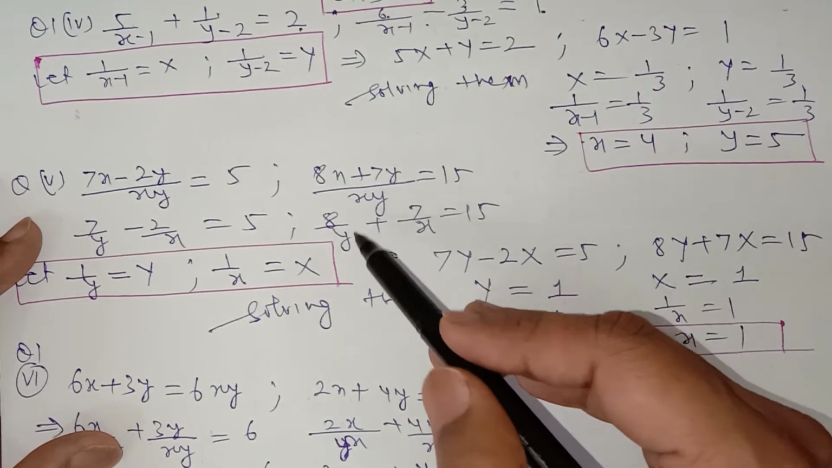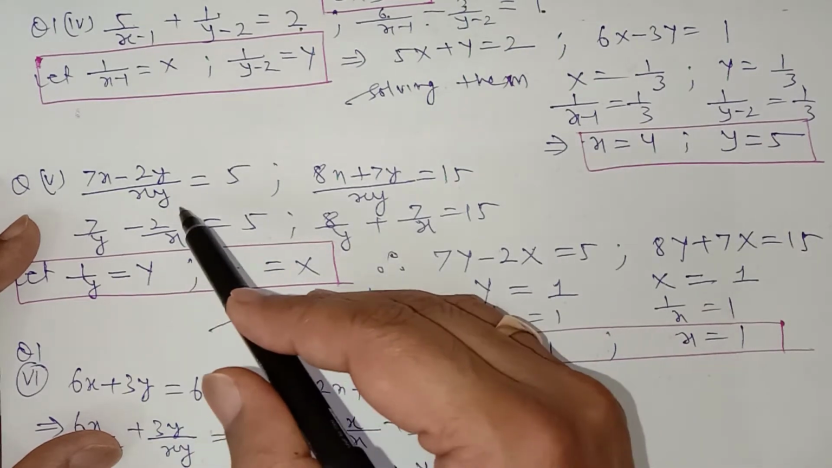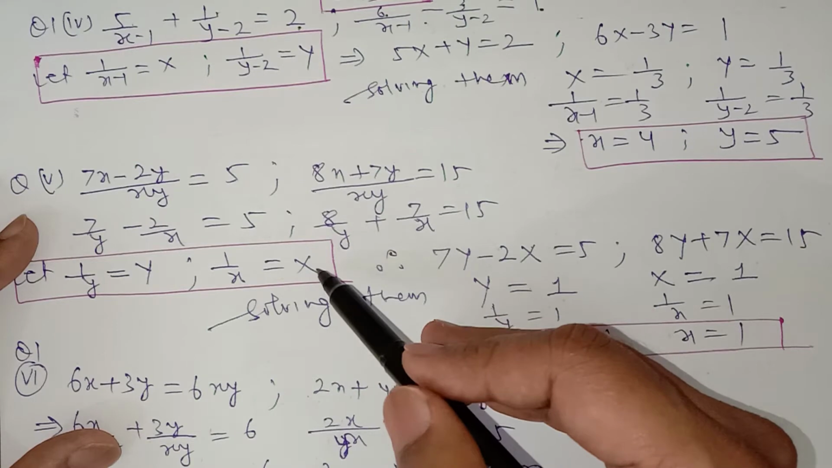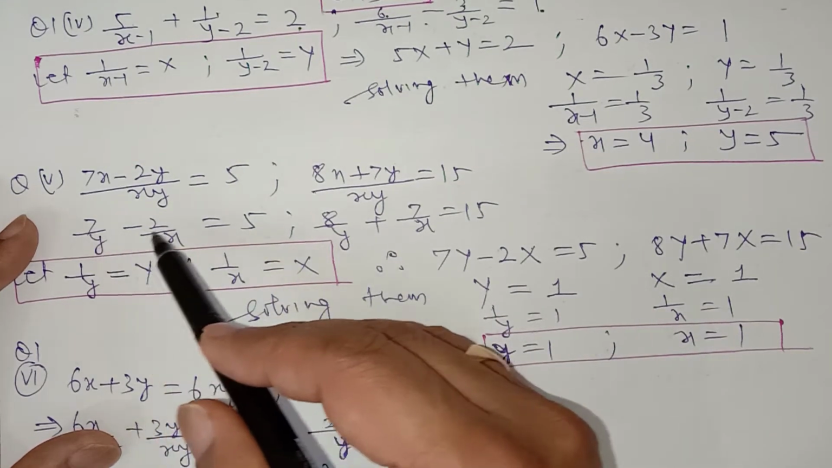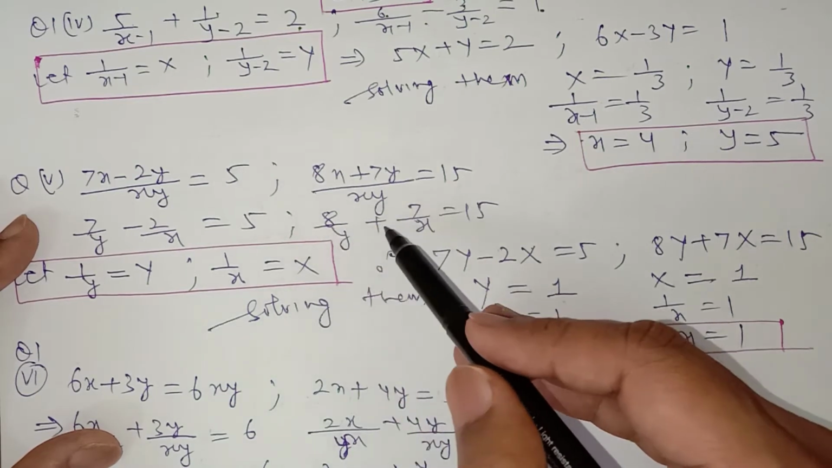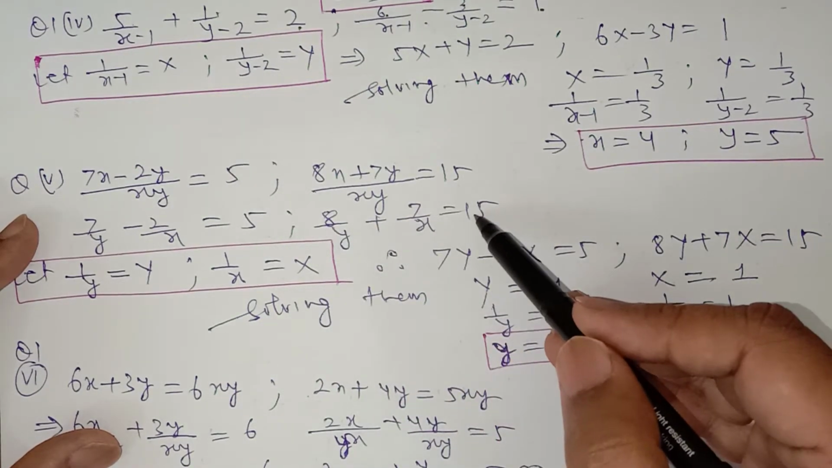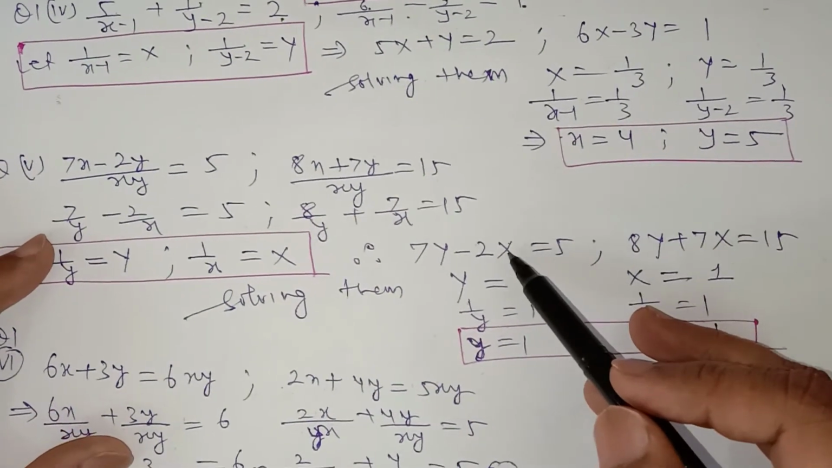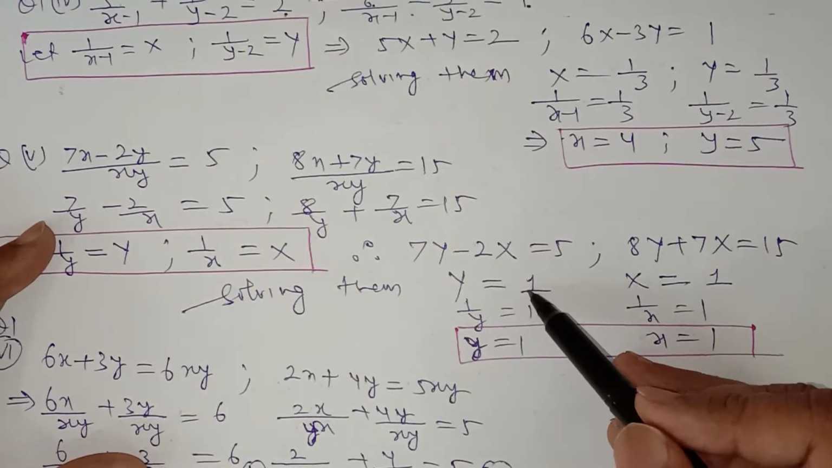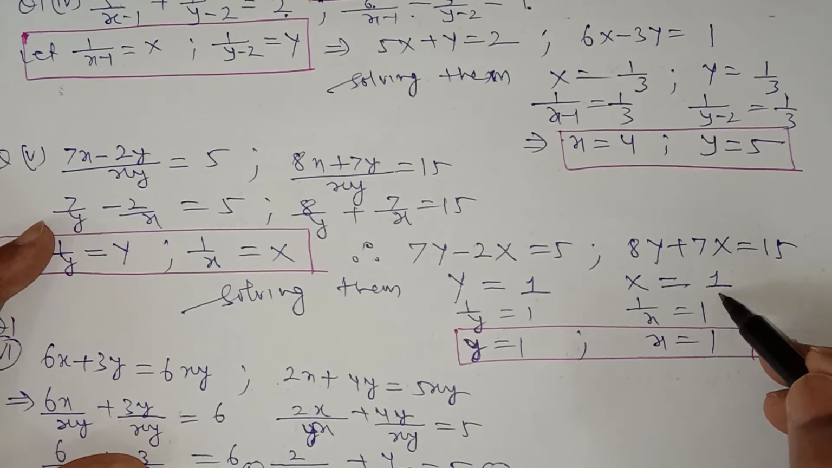So again, let 1 upon y be equal to capital Y, and 1 upon x be equal to capital X. This equation will become 7Y minus 2X is equal to 5, and 8Y plus 7X is equal to 15, in capital X and capital Y. Again, as usual, solve these two equations by any method. You will get the value of capital Y as 1 and capital X equal to 1.